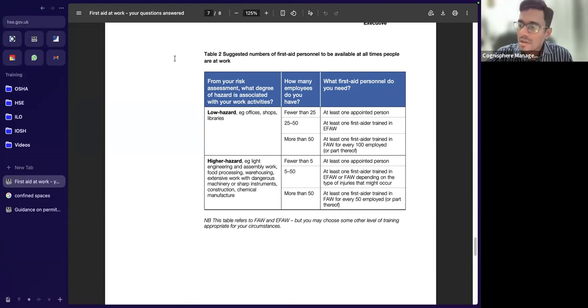Yes, I'm waiting for your inputs. 20 people working in two 12-hour shifts. So from this table, identify how many first aid personnel you need. Nobody? Try some numbers.